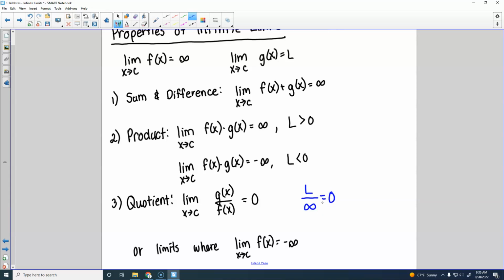Something similar applies for all of these with negative infinity also. So infinity is so big that really the only thing you can do to it is change its sign, right? If you multiply or divide by a positive or a negative, it can change the sign of the infinity, but it's not going to change it from being infinity.